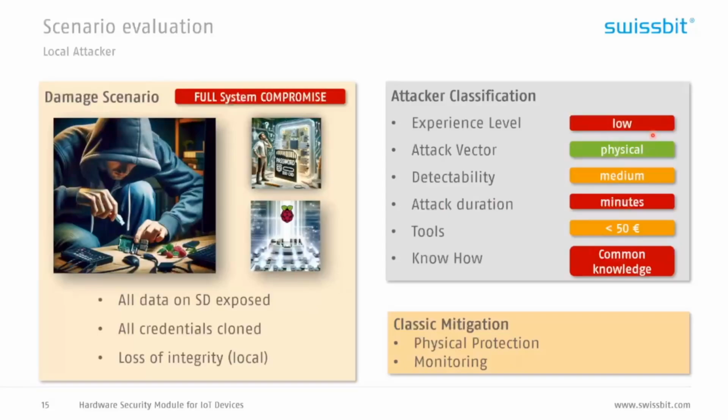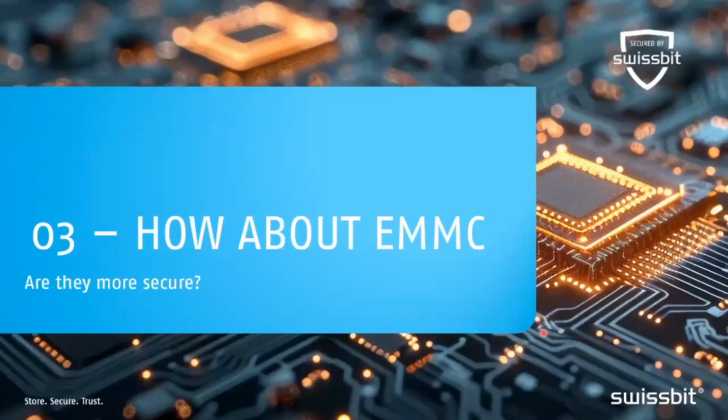And it's very easy to do, so the experience level required is very low. Attack vector, this is the only good thing: you need to be physically near the device, otherwise you will not get access to the card. But if you can do this somehow, then all the rest is very easy. Detectability I said is medium or low, because it does not take much time. It maybe only takes a minute or less. And the tools that you need, like a Raspberry Pi, are very easy to get, or everybody has such a thing already.